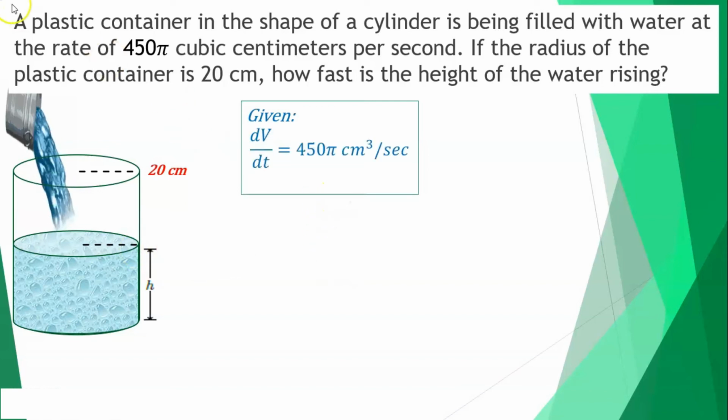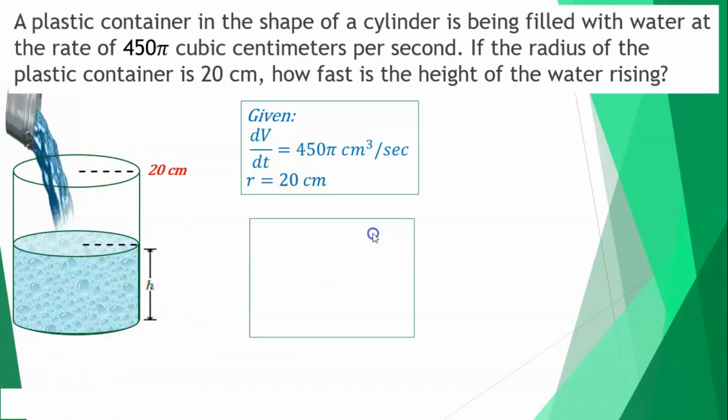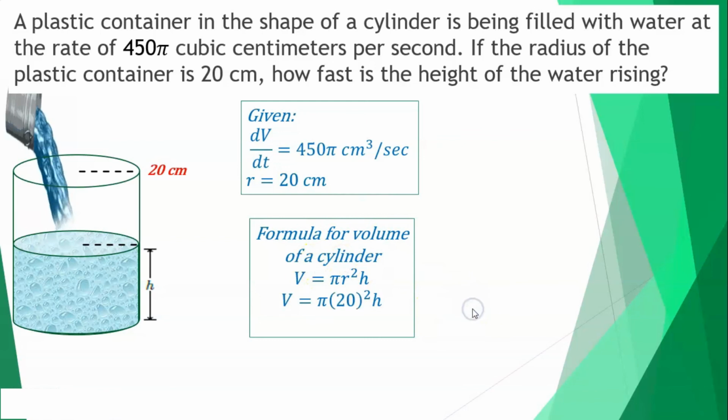So given, we have here 450 pi cubic centimeters per second. Take note, it is positive because over time, its volume will increase. Another given here is the radius, which is 20 centimeters. Now take note, the formula for volume of a cylinder is V equals pi r squared times the height. Now, at this point, let's substitute.